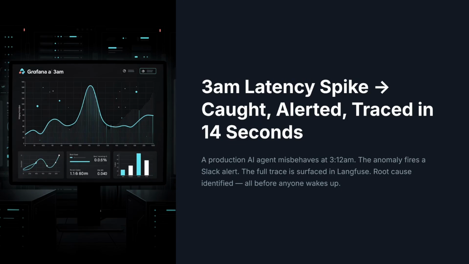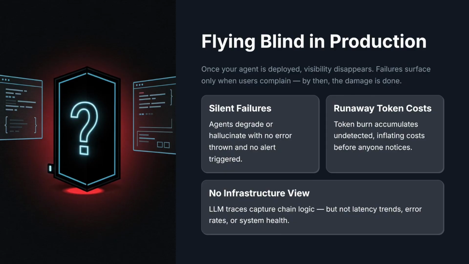A 3 AM latency spike on our agent code alerted and fully traced back to the root cause in 14 seconds flat. Once your agent is in production, you're basically flying blind. Something breaks at 2 AM and you won't know until a user complains. LangSmith traces show you the chain, but they don't cover latency trends, token burn rate, or anomaly alerting.